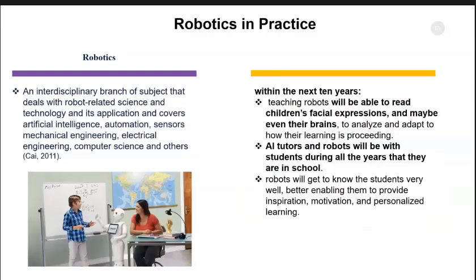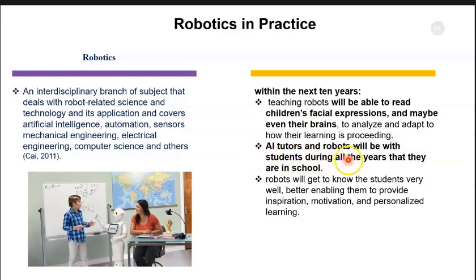Another application of the fourth industrial revolution, which is common among all of us, is robotics. Robotics is a branch of the subject that deals with science and math, engineering, electrical, computer science, and others. It's expected that within the next 10 years, teaching robots will be able to read even children's facial expressions and maybe even their brains to analyze and adapt on how their learning is proceeding.